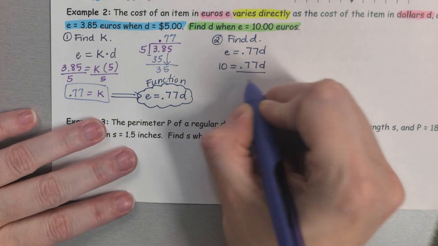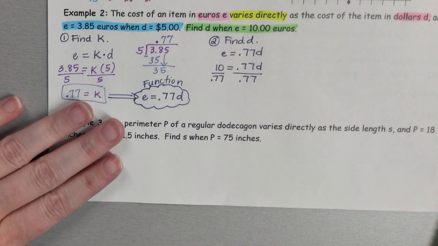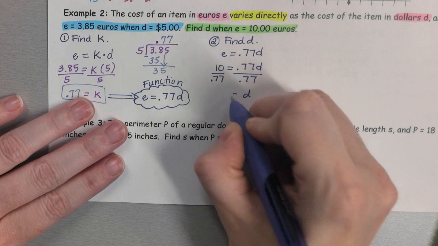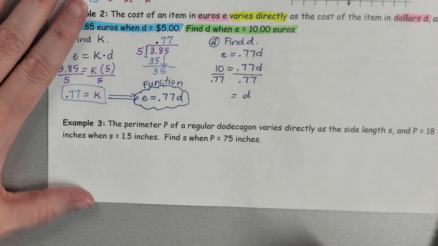And so we're going to divide both sides by 0.77. And we're going to set up long division for this. Okay, and this may be the most difficult thing you do.